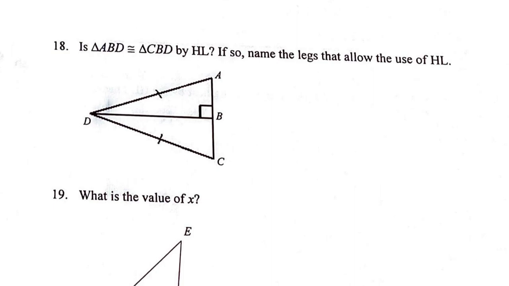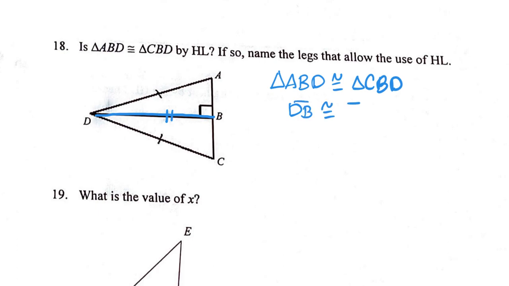Is triangle ABD congruent to triangle CBD? If so, name the legs that allow you to use the hypotenuse leg theorem. So it is congruent, so triangle ABD is congruent to triangle CBD because they share a leg. They share DB. So DB is congruent to segment DB, and you know that that's going to be reflexive property. That means it's congruent to itself.